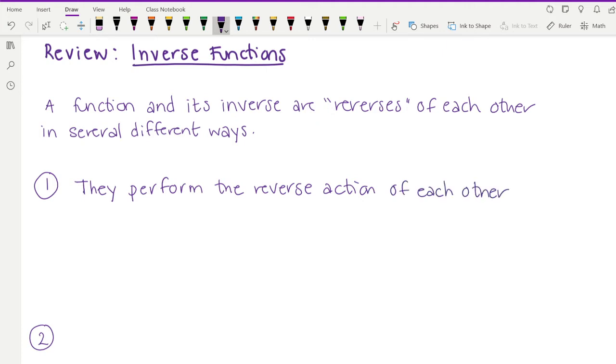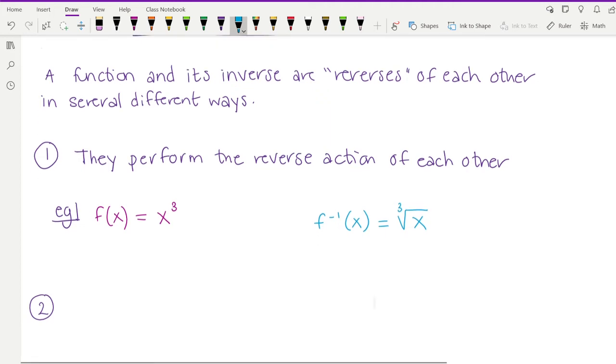And what do I mean when I say action? This might not be how you typically think about a function, but anytime you have a function, say for example f of x is equal to x cubed, that function is performing an action on the input. For f of x equals x cubed, the action is that it takes your input and cubes it. So what would be the inverse function? What would be the function that takes that action and reverses it? In other words, what is the opposite of cubing something? That would be taking the cube root. So the inverse function of f of x equals x cubed is the cube root of x. They would undo each other: cubing and taking the cube root undo each other.